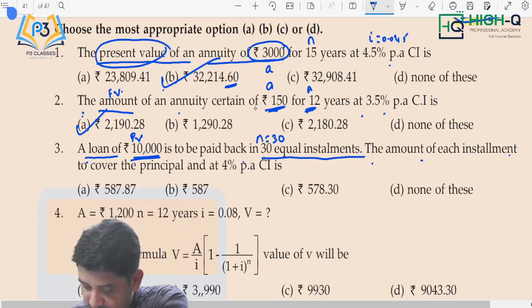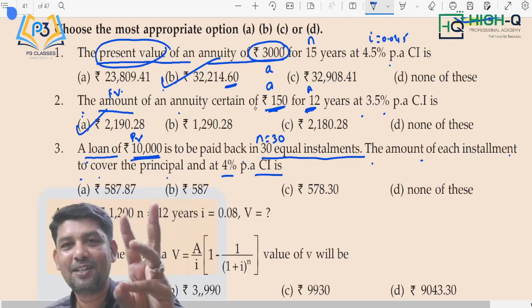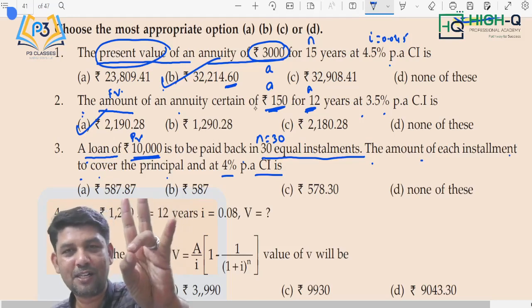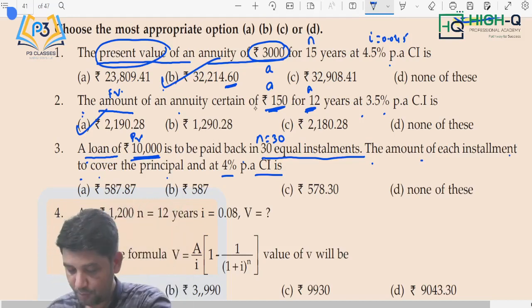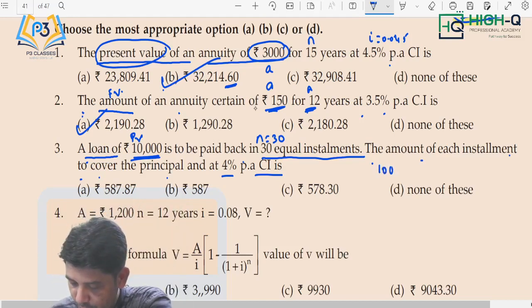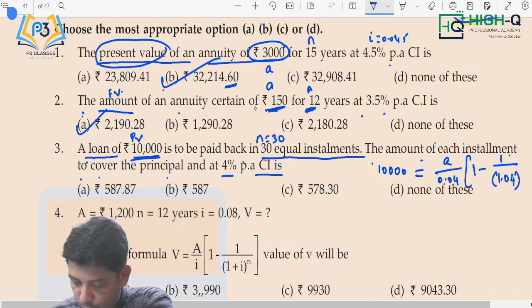The amount of each installment to cover the principal at 4% per annum compound interest is... Nothing is mentioned about annuity, nothing is mentioned about compound interest, therefore it is a regular annuity, and interest is calculated annually. So the formula: 10,000 is equal to A, the annuity amount, into (1 minus 1.04 whole power minus n, 30) divided by 0.04.